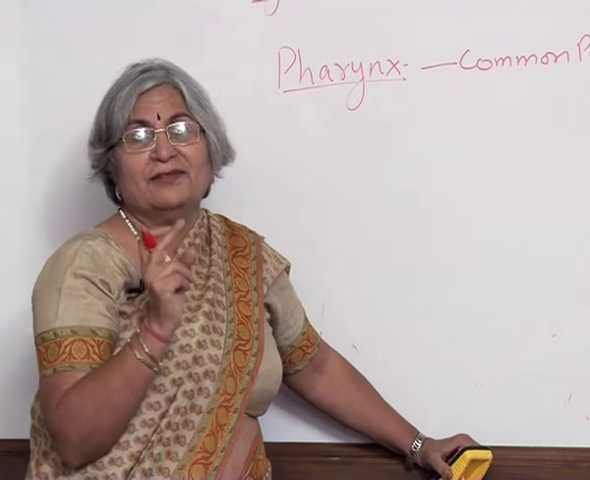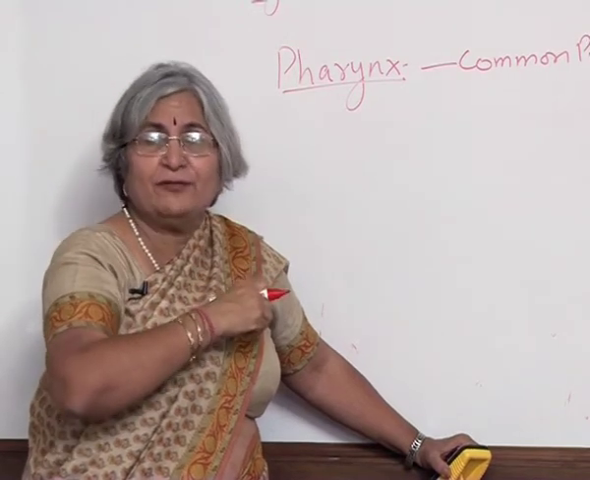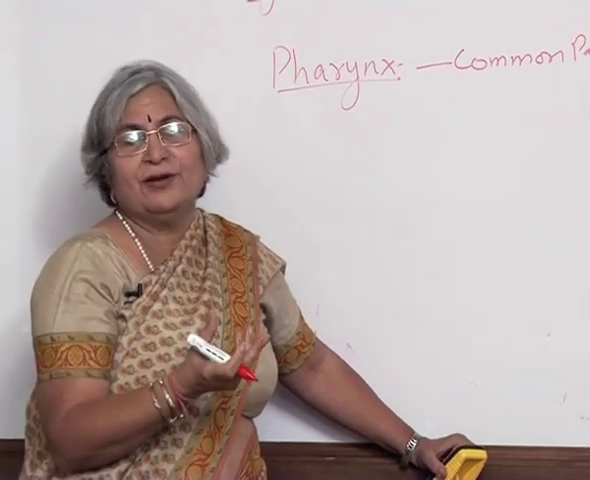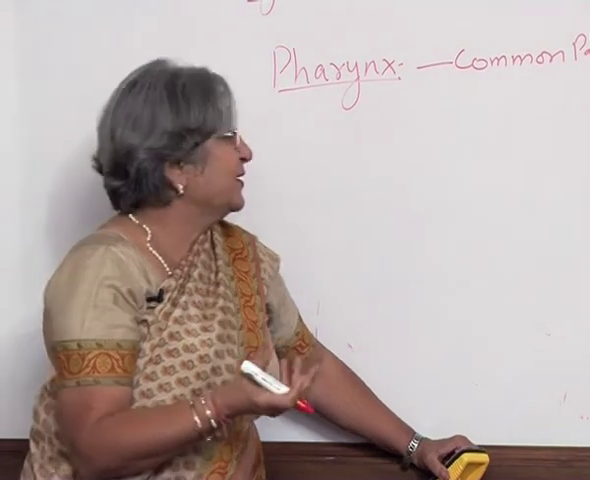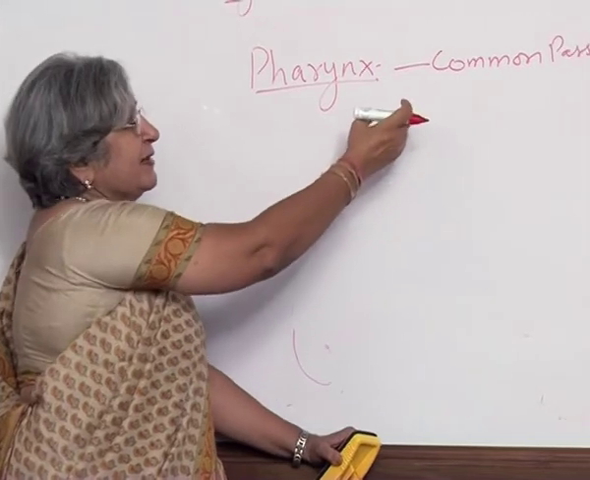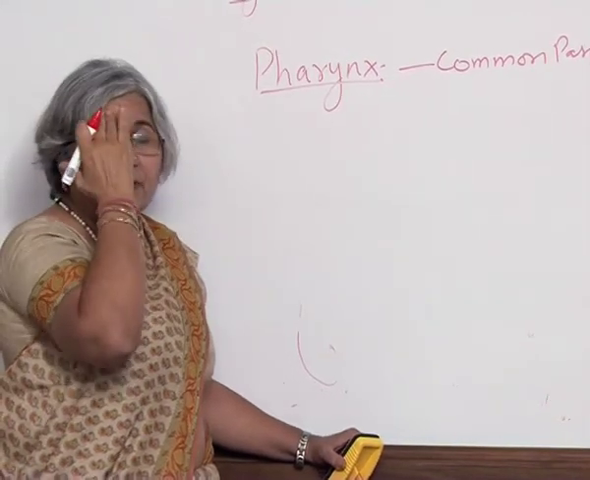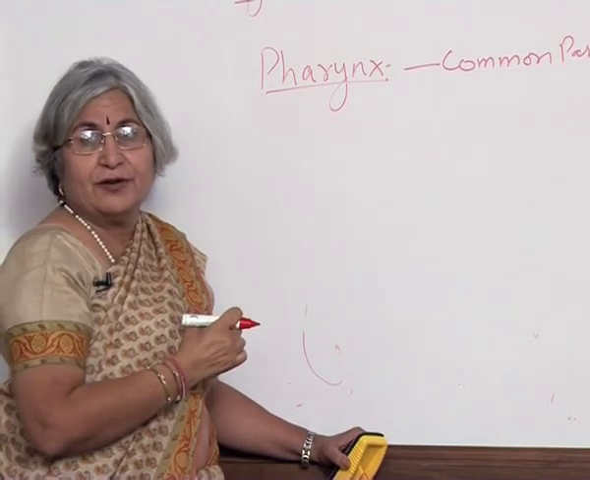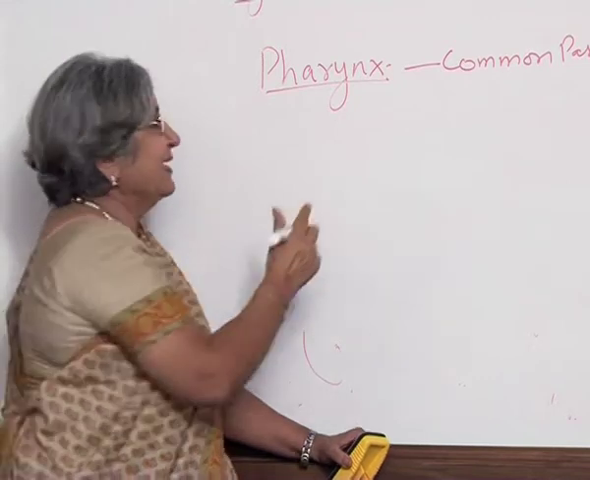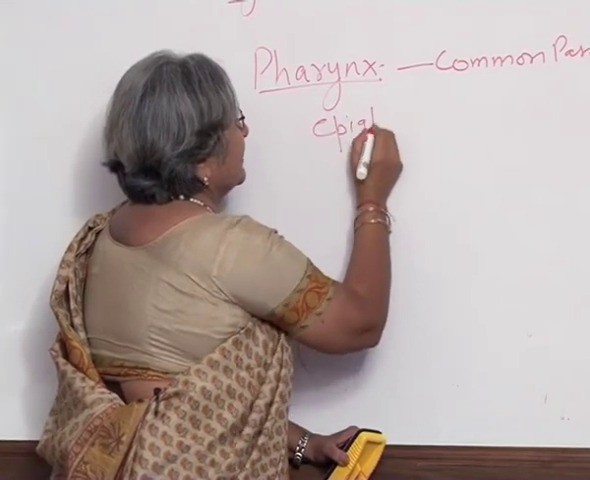Why? Otherwise, food particles will go to the trachea. And till that food particle comes out, you will have to cough because that is dangerous. So from the pharynx, the food comes to the food pipe. But how is the entry of food into the trachea prevented? There is a cover on the trachea called the epiglottis.